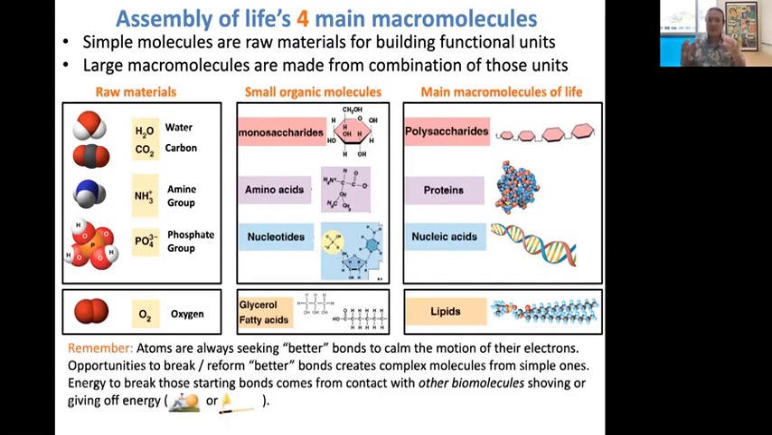Through all of this, and through the whole semester, as we talk about these types of compounds, I want you to always remember what we learned in the first couple of lectures: atoms that are involved in bonding with other atoms are always seeking out better bonds to calm the motion of the electrons.